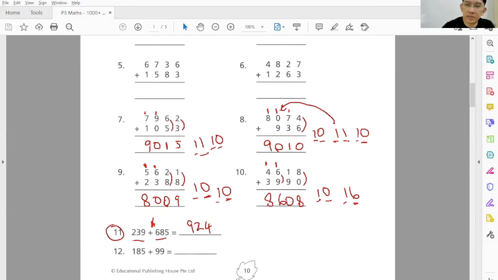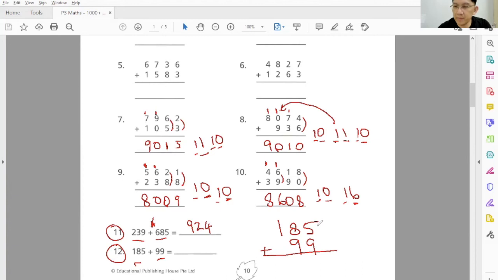Now, let's do number 12. So now number 12 is 185 plus 99. So I'm going to put it in that format, 185 plus 99, 9 and 9. There's nothing here because there's only 2 digits here. So I'm going to write down from the right hand side. I'm going to draw a line here and put the operation, which is addition, over here.